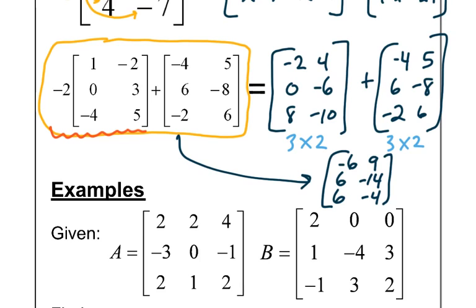So look what we did. We did the scalar first. Think about order of operations. And then we took that answer and we added it to the matrix on the right.